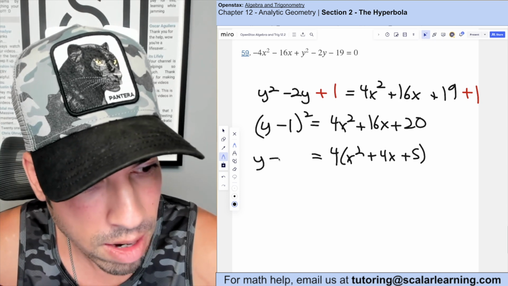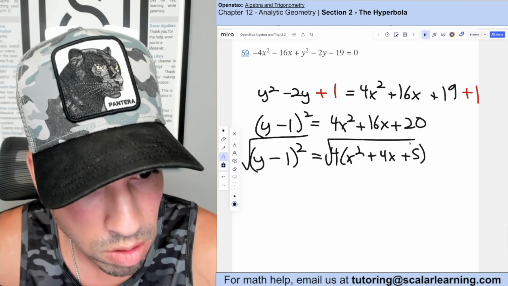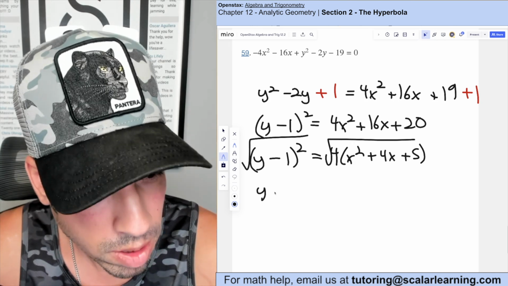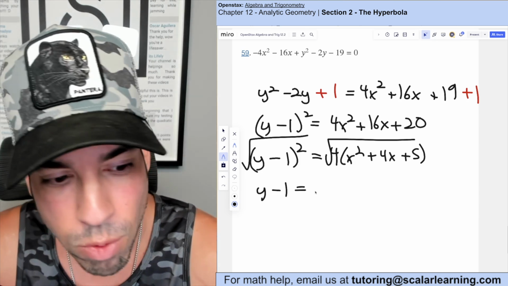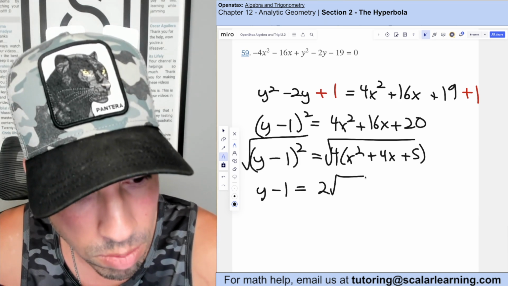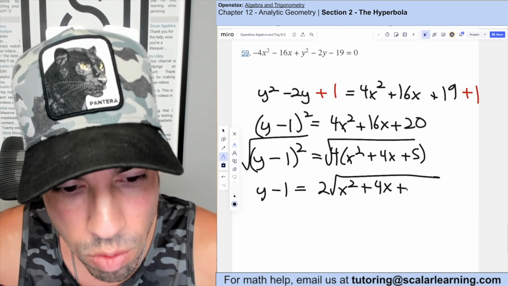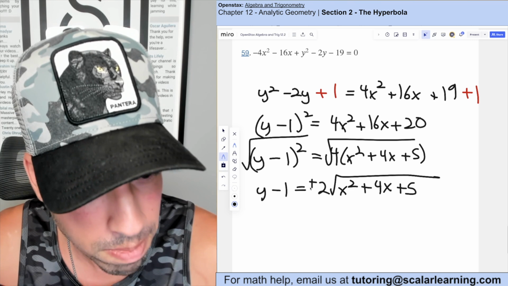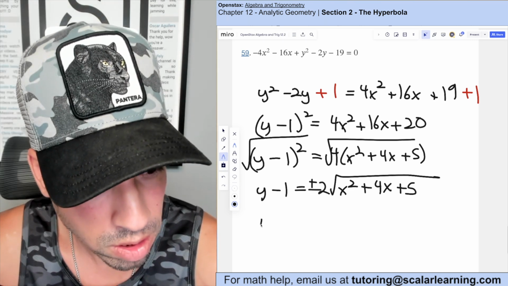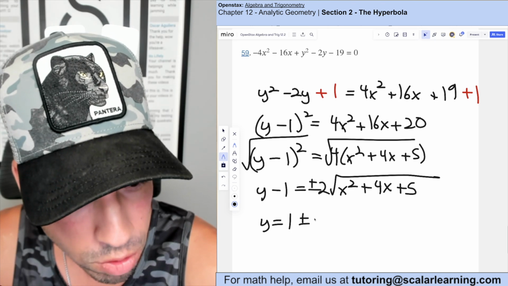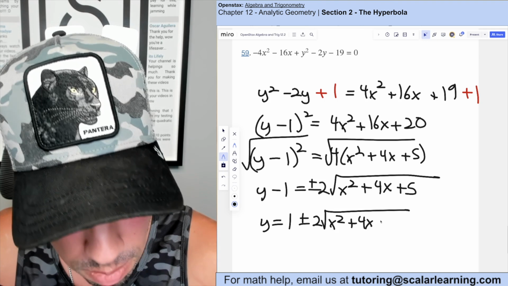And then we have this again, and now to isolate, we're going to take the square root of both sides, okay? And then we have y minus 1 is equal to the square root of this. Square root of 4 is 2, so 2 can come out, and then we got the rest of the radical inside like so. And don't forget, this is a plus or minus situation because we took the square root, right? Last but not least, we're going to add 1 to the other side. And we got 1 plus or minus 2 rad x squared plus 4x plus 5.